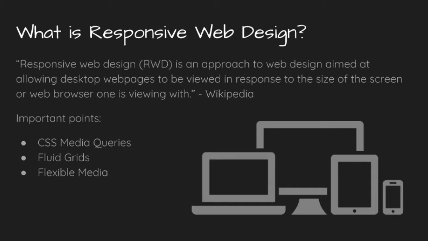So when we say fluid grids, what we basically mean is grids that actually adapt to the size of the screen. If they work with media queries, the media queries can say how those grids are laid out or how much space they take up and things like that. And flexible media is going to be images and iframe embeds and content like that, which can be sized appropriately for different screens and different container elements and so forth in a web page.